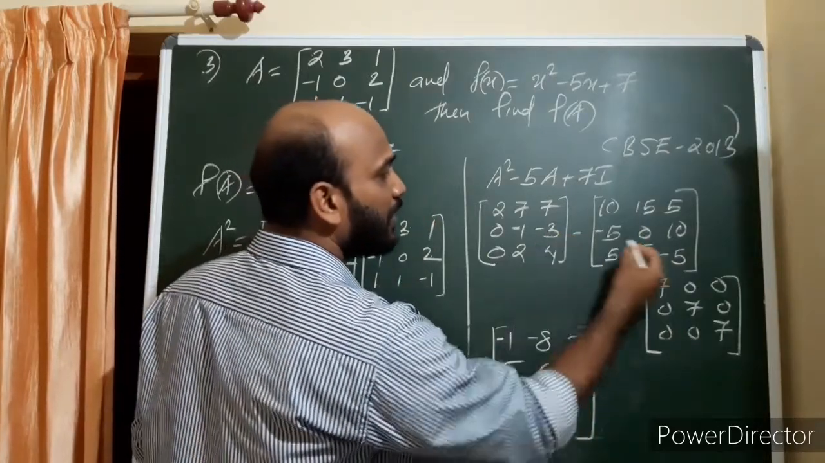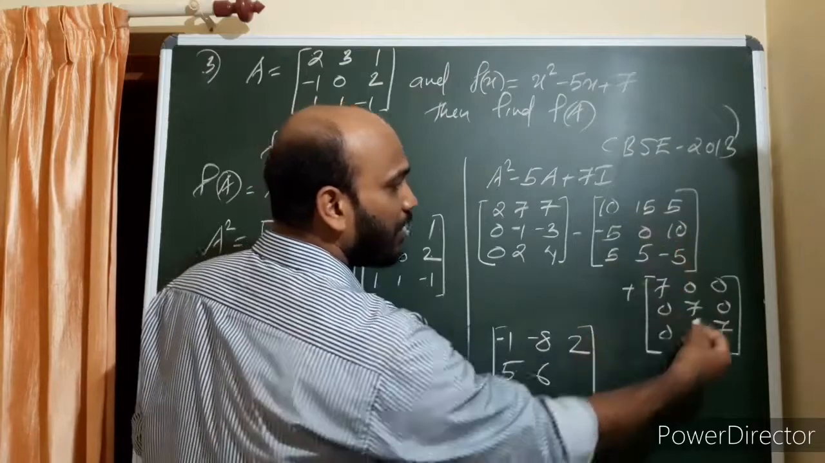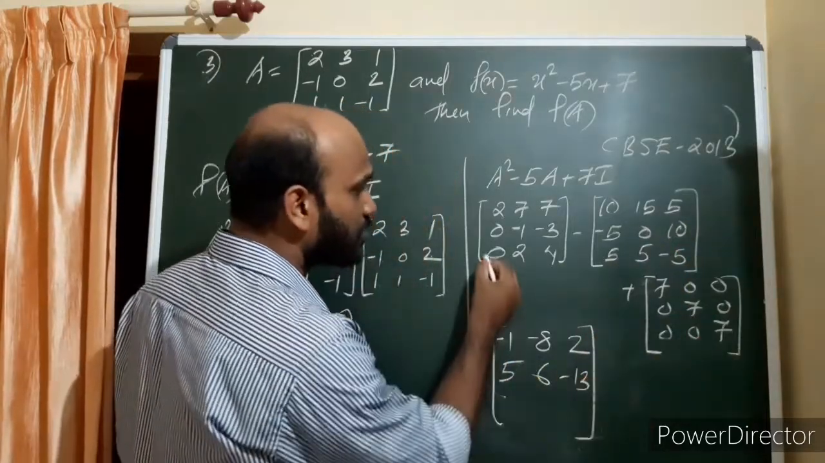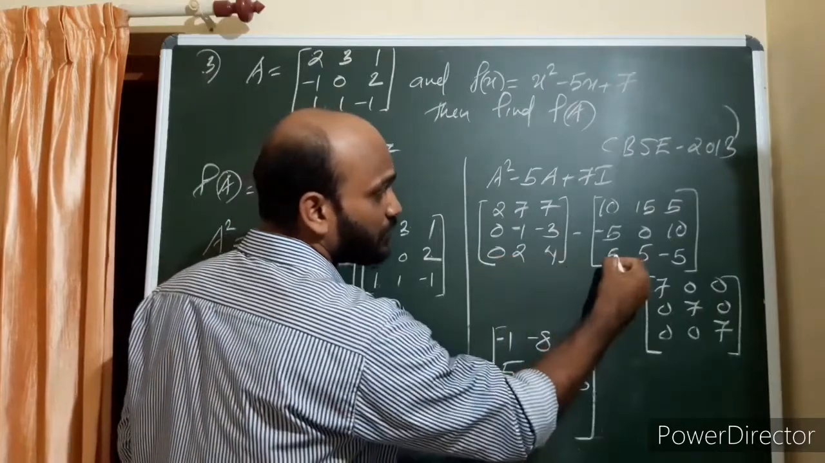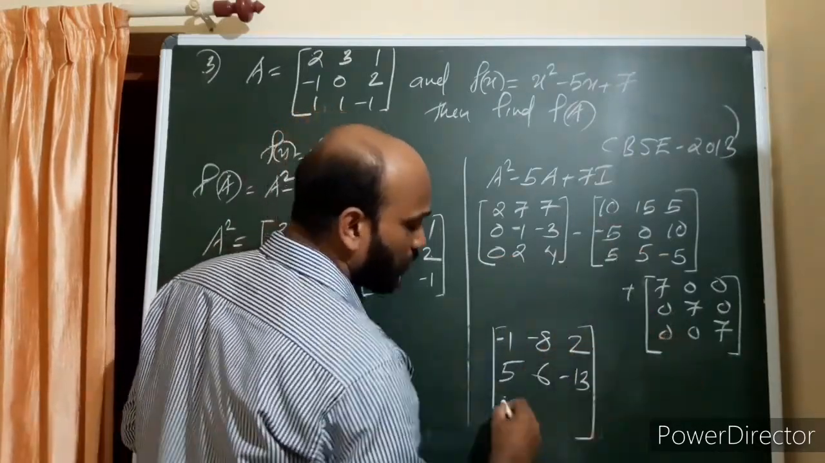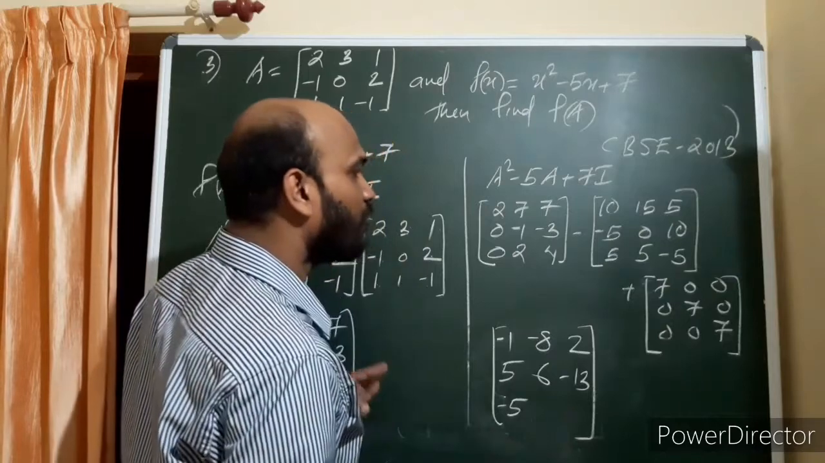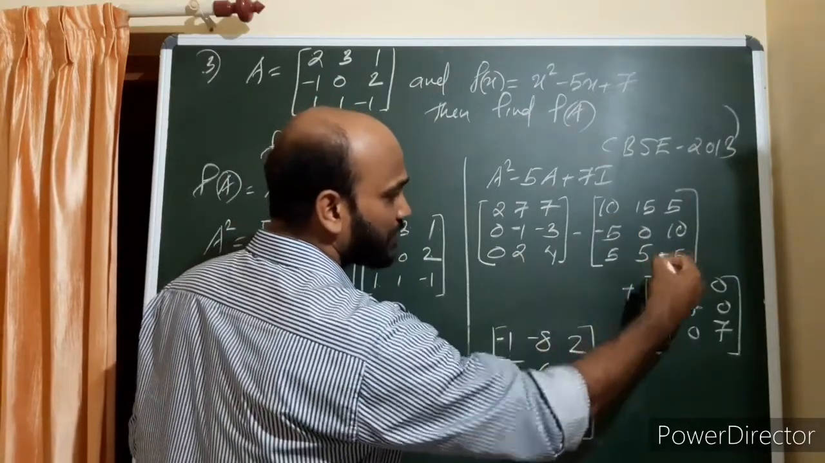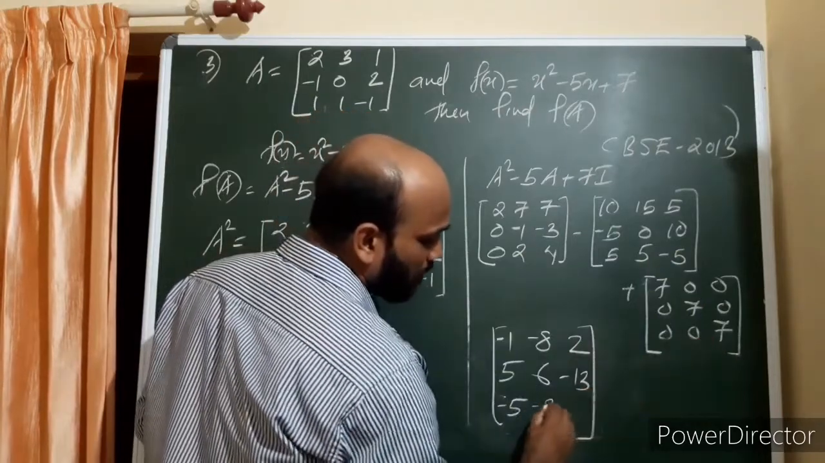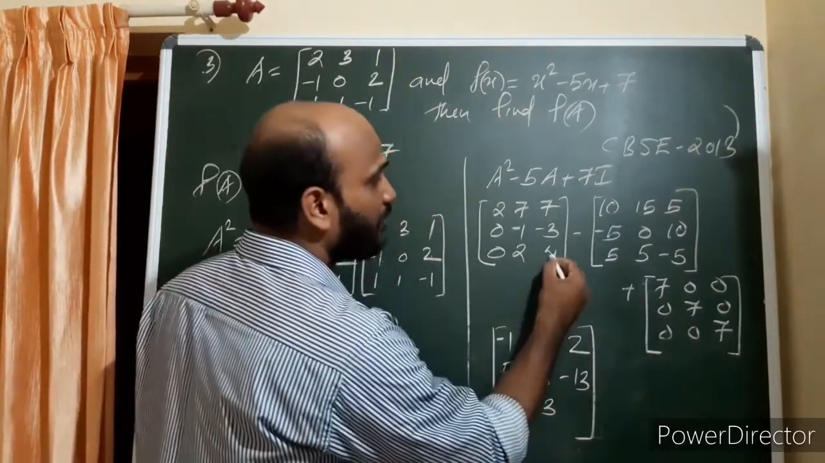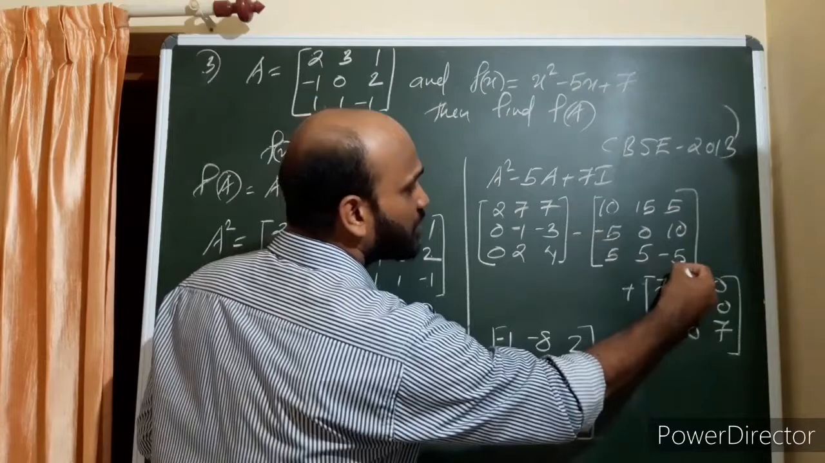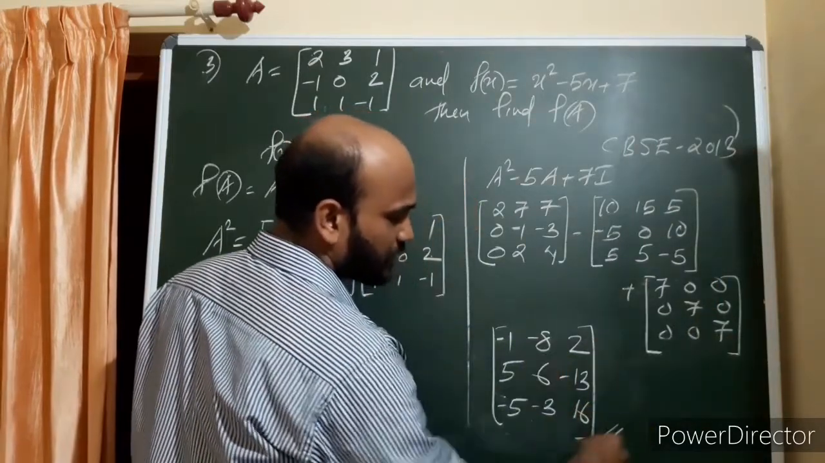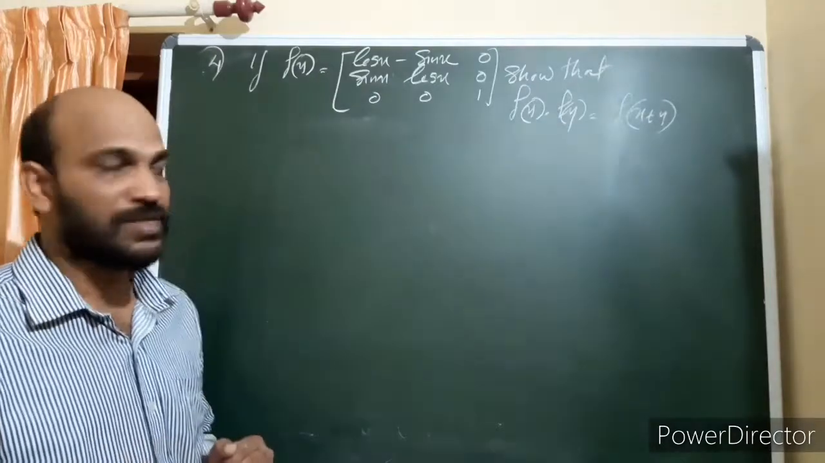Then minus 3 minus 10, minus 13 plus 0, minus 13 you will get here. Then 0 plus 0 minus 5, that is minus 5 plus 0, minus 5 you will get. Then 2 minus 5, minus 3 plus 0, minus 3 you will get. Then 4 plus 5, that is 9 plus 7 equal to 16 is the answer. Now consider the next question.